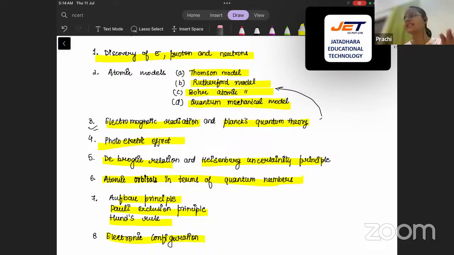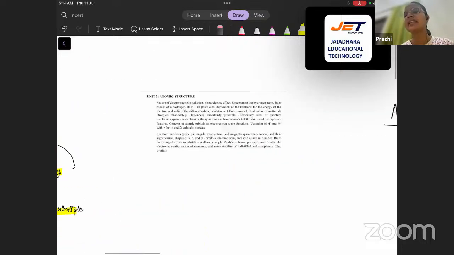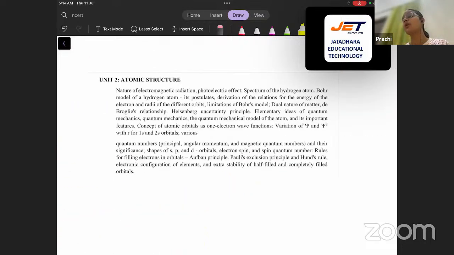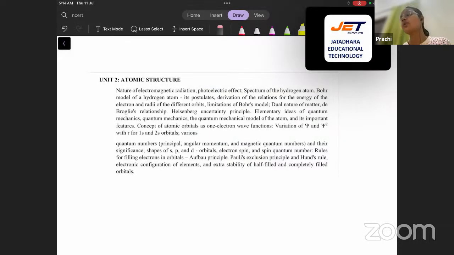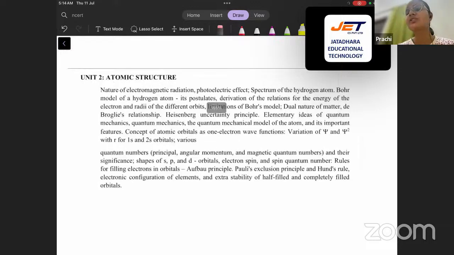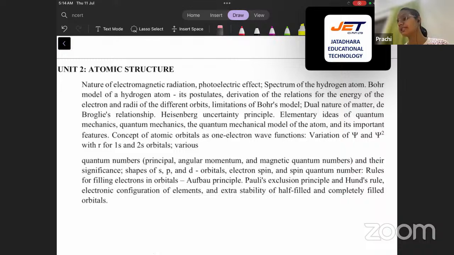So if this is clear to you, what are we going to learn in this particular unit? Let's quickly see what is the syllabus for JEE and NEET for this chapter, which is the atomic structure. So in atomic structure, the first thing that we will have to learn according to the syllabus is the nature of electromagnetic radiation.